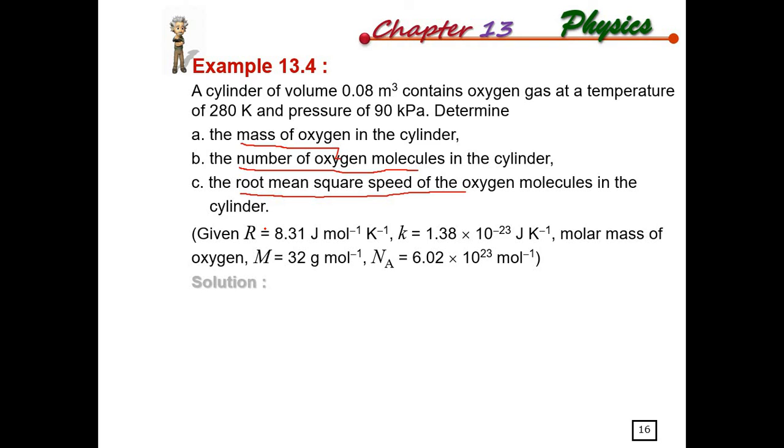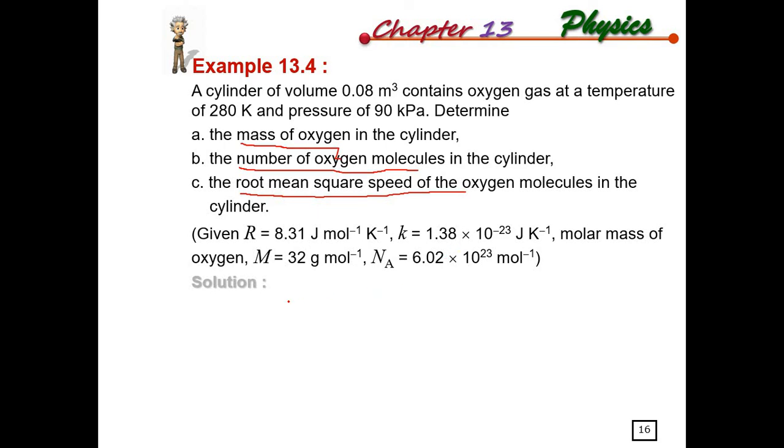Given that the molar gas constant is 8.31 joule per mole per Kelvin, k is the Boltzmann constant equals 1.38 times 10 to the power of minus 23 joule per Kelvin. Molar mass of oxygen, capital M, equals 32 gram per mole. Avogadro number Na equals 6.02 times 10 to the power of 23 per mole. Okay, this is the standard given in the question.